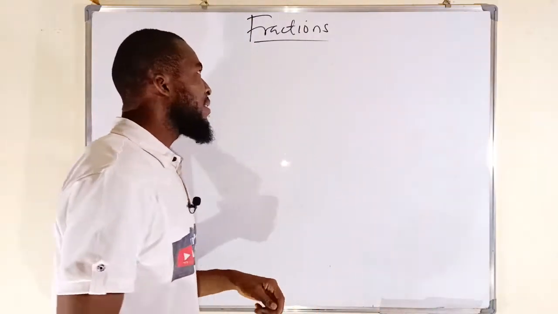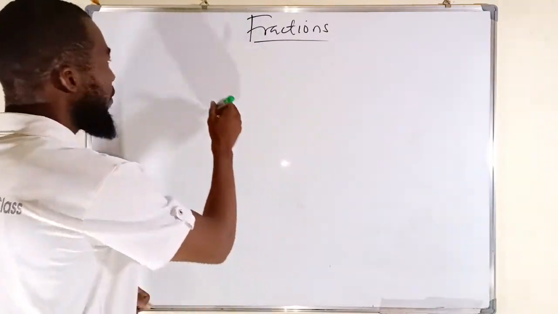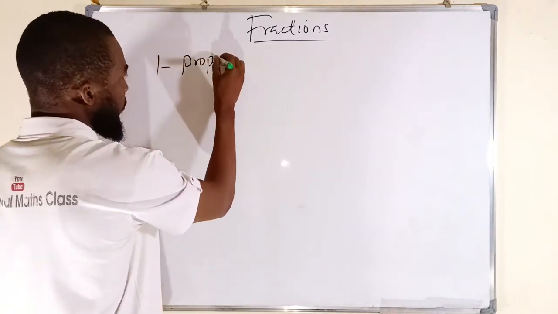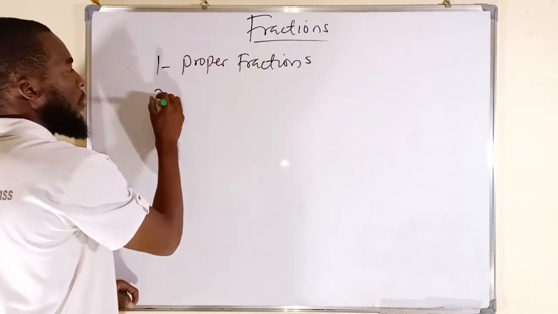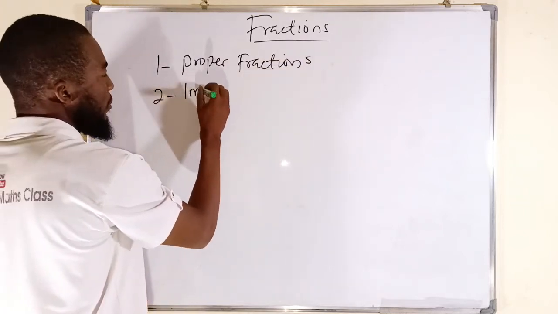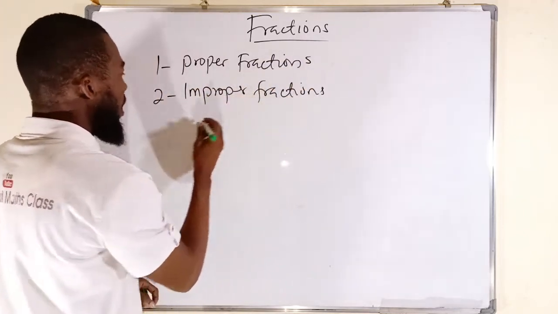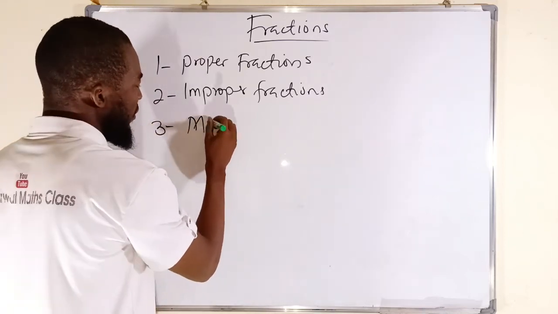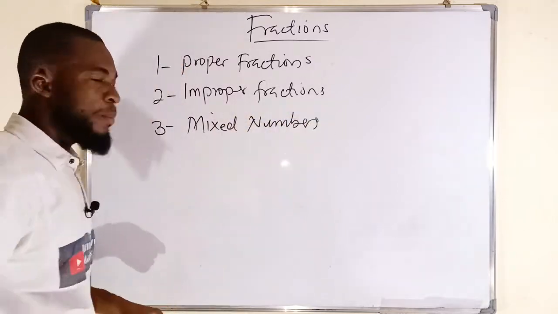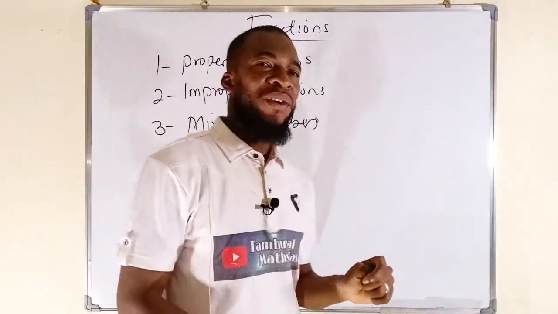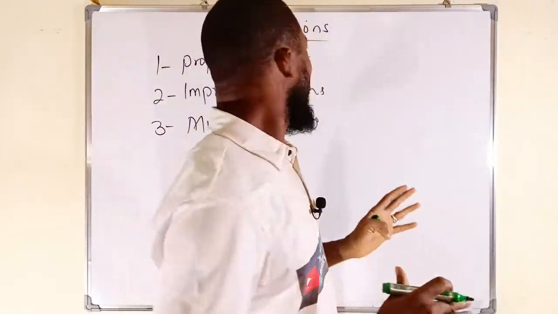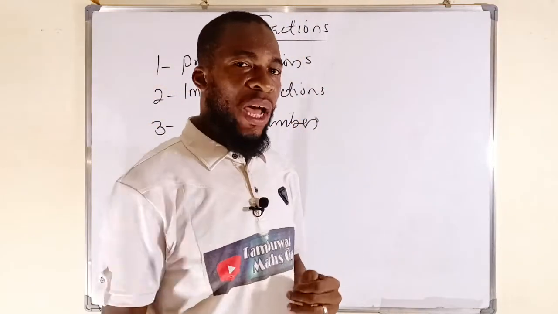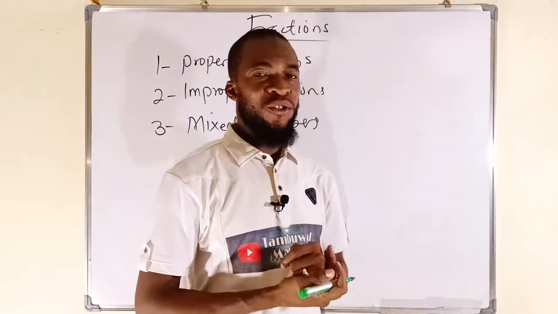We have basically three types of fractions. Number one, the proper fraction. We have the improper fraction, and the last one, we have a mixed number. So let's start with proper fractions. Proper fractions are a type of fraction in which the numerator is smaller or less than the denominator.